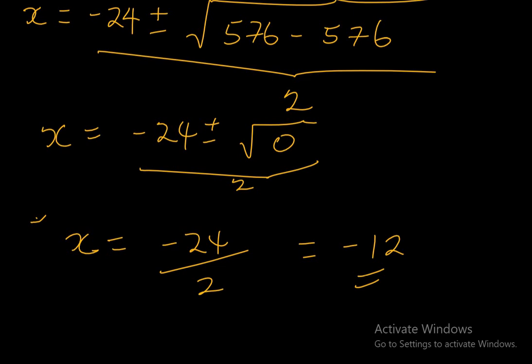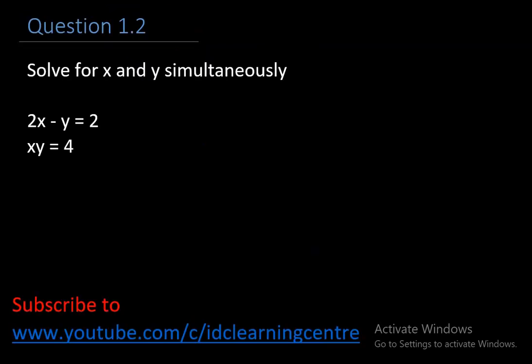All right. Now let's take the next question. The next question, which is 1.2, I'm done with the whole 1.1. Now, this is a simultaneous equation, but this is not like the regular conventional simultaneous equation. I'm going to tell you why. 2x minus y equal to 2, xy equal to 4. Let this be equation 1. Let this be equation 2.